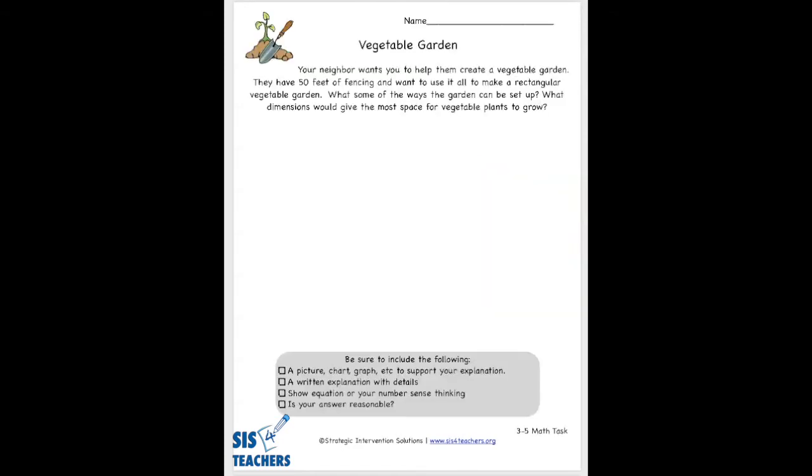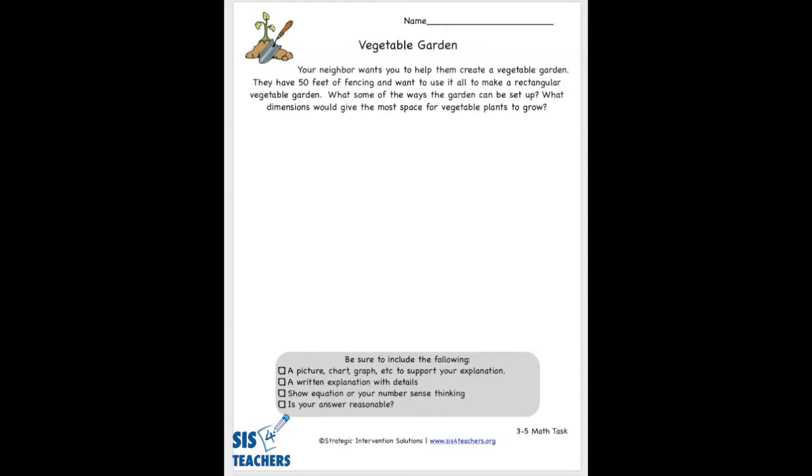The task in this scenario says your neighbor wants you to help them create a vegetable garden. They have 50 feet of fencing and want to use all of it to make a rectangular shaped garden. What are some of the ways the garden could be set up? What are the dimensions that they could use to get the most space to grow their plants?